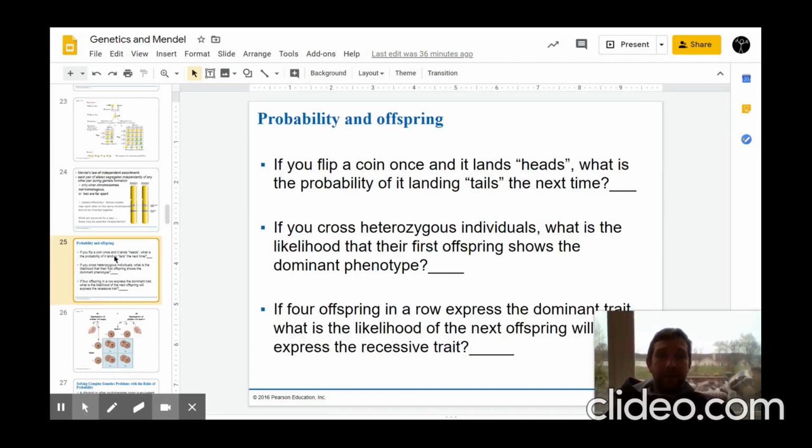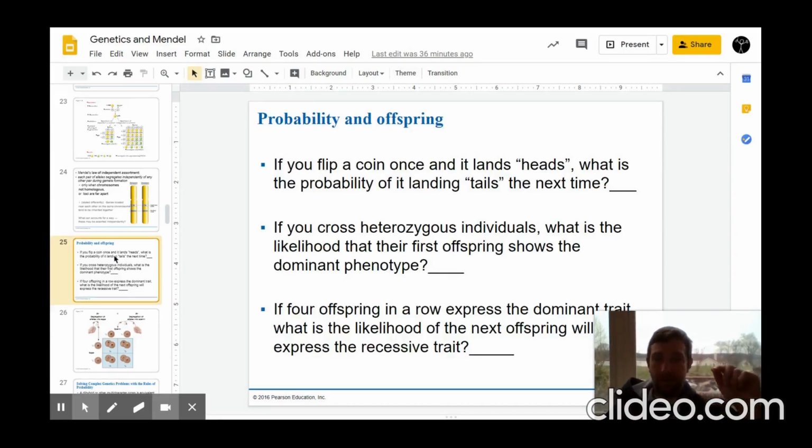So in dealing with your probability rules and your chi-square penny lab, you guys can probably answer these if you've already done the lab. If you flip a coin once and it lands heads, what's the probability of landing tails? Still 50%. If we cross two heterozygotes, what is the likelihood that the first offspring shows the dominant phenotype? It doesn't matter if it's first, last, middle, all of the odds are the same. It's going to be a 3/4 dominant phenotype if we cross two heterozygotes, just given by our Punnett square.